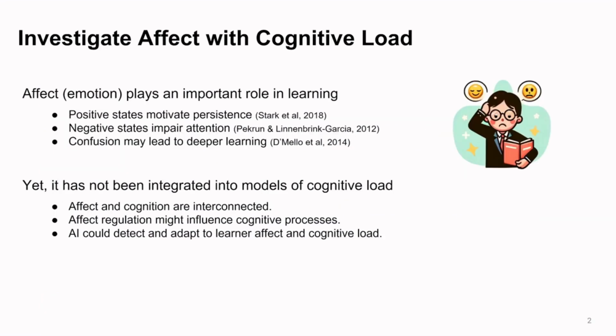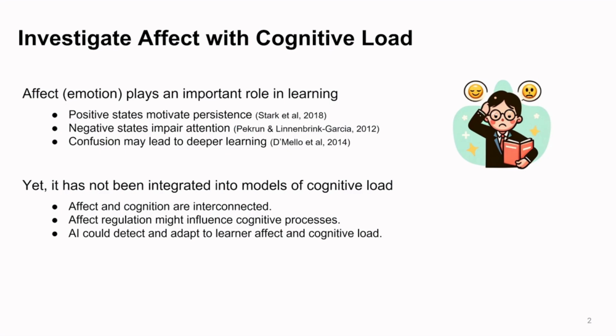In recent years, studies have shown evidence that affect may impact learners' outcomes in many ways. For example, positive affect can motivate learners, while negative affect may impair attention and memory. Sometimes negative affect like confusion may also lead to deeper learning because it may make the learner more vigilant.